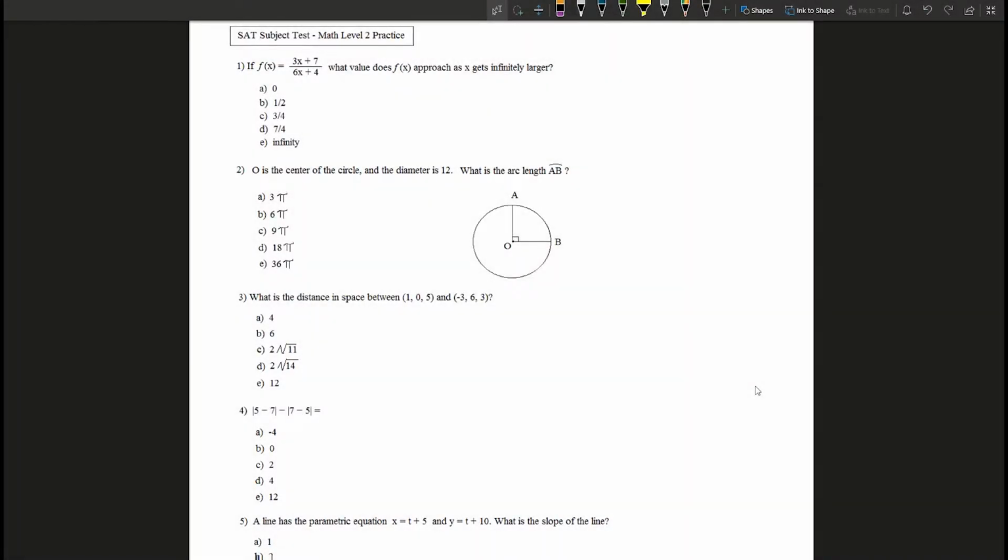Alright, today we're going to be doing some SAT Math Level 2, which is part of the subject test. So without further ado, let's begin. This first question: if f of x equals 3x plus 7 over 6x plus 4, what value does f of x approach as x gets infinitely larger? You want to underline like I'm doing, so you don't miss any important details.